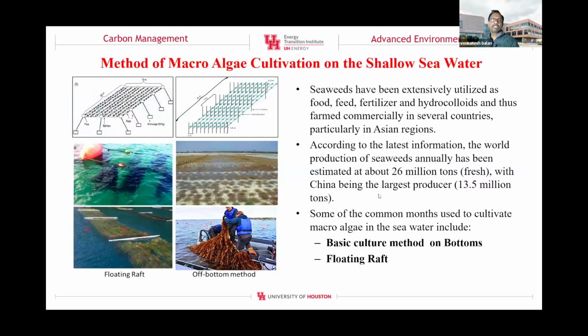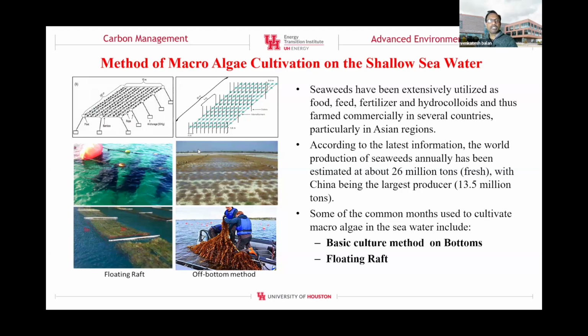So how is algae cultivated in the ocean? We can see people are already doing this. These kinds of technologies are more prevalent in Asian countries like Japan, Korea, Indonesia, Philippines, India, and also China. So they are exploiting this to the fullest potential.